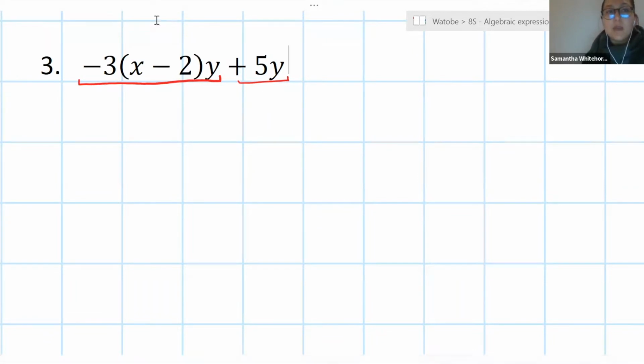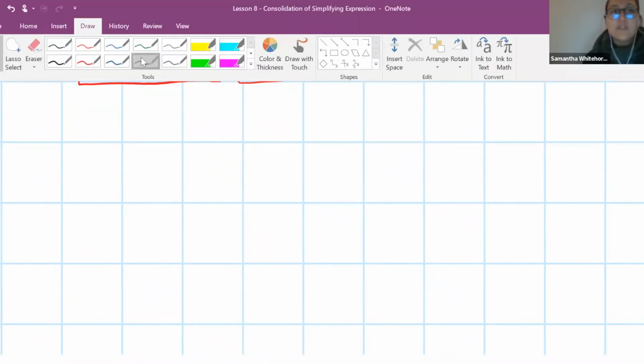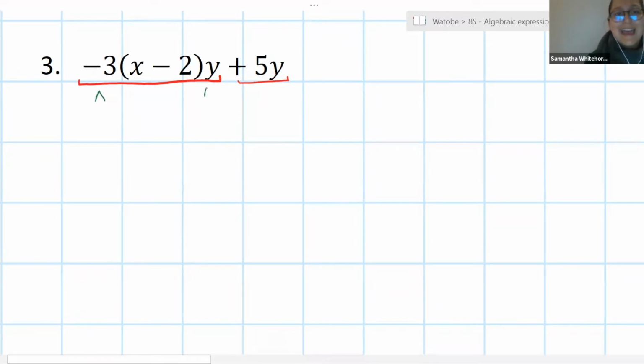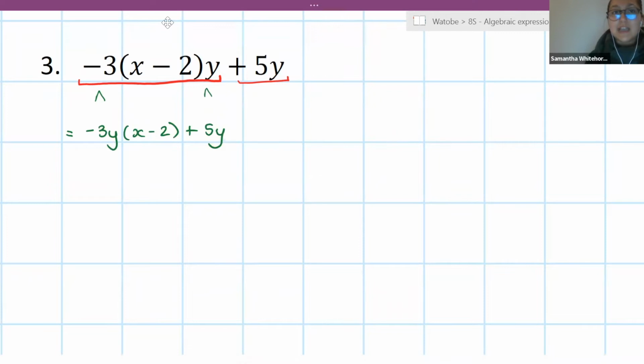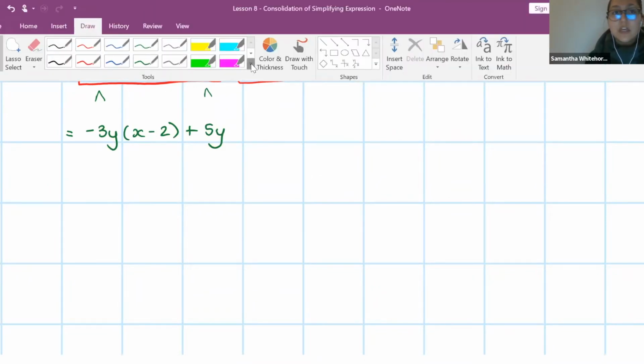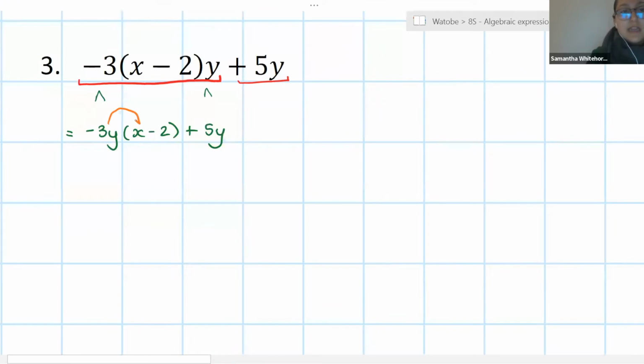Now, remember, when we have a coefficient in front of my bracket and at the end of my bracket, I can put them both at the front. So I can rewrite this as negative 3y times x minus 2 plus 5y. It means exactly the same thing. And the reason we want to do this is because now I can see that I actually need to simplify this first term. So I need to multiply the negative 3y with the x and with the negative 2. I need to simplify it.